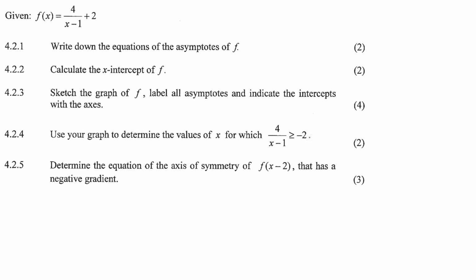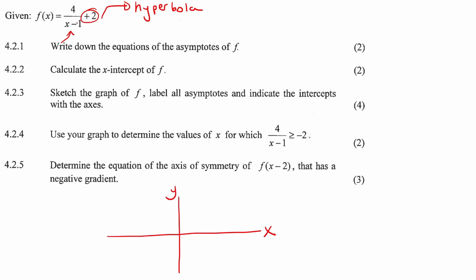Given f of x is equal to, okay, so here we have a hyperbola. We must understand that that is a hyperbola. Write down the equations of the asymptotes. So remember that your asymptotes are found here and here. Remember that if you have x minus 1, it means that the graph has moved one place to the right. So if you had a normal x and y axis, then your graph has moved one place to the right. So the asymptote will be one place to the right at x equals 1.